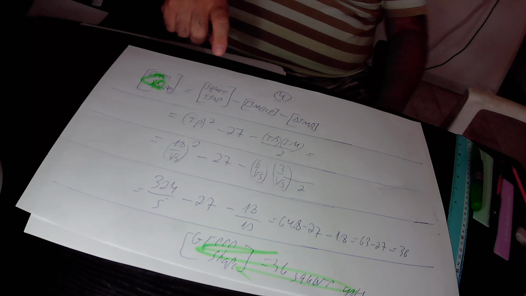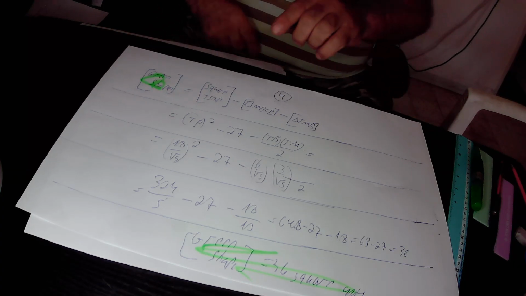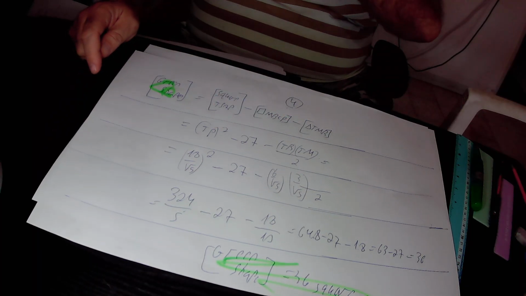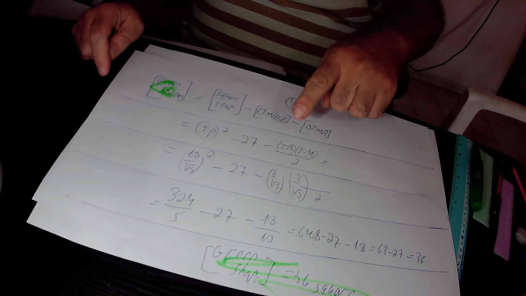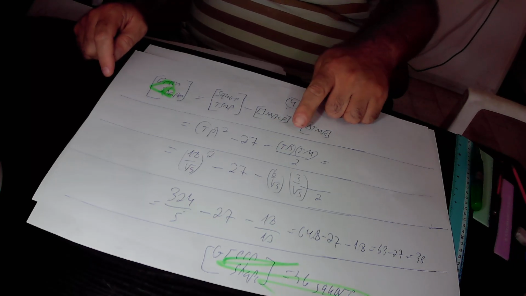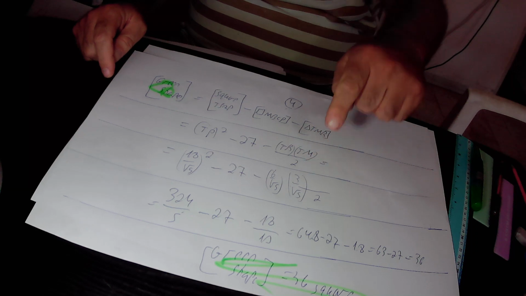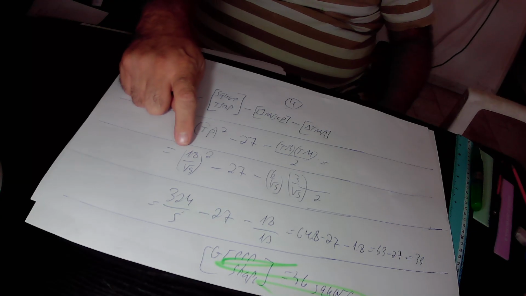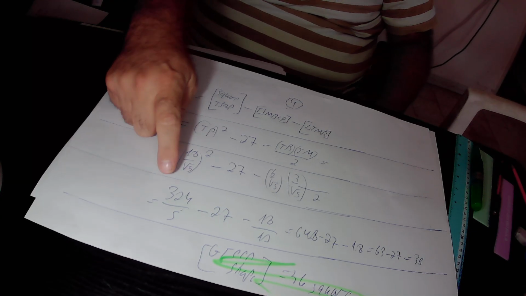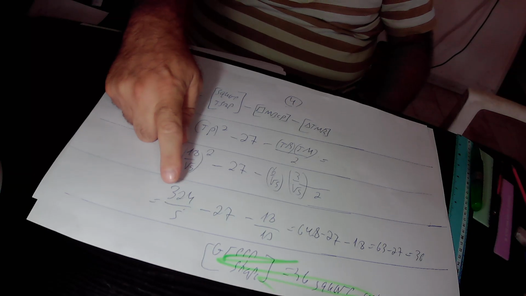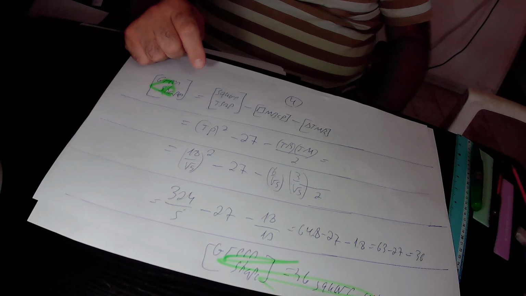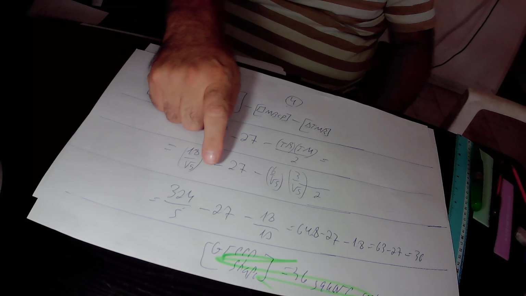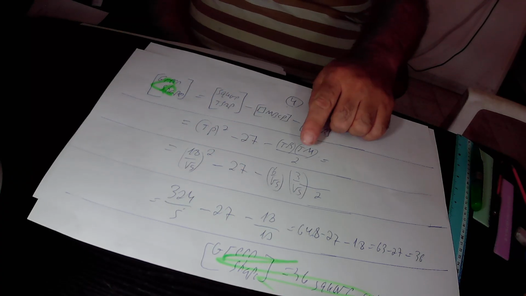So the area of the big square TSQP equals TP squared. TP is 18 over square root of 5, and therefore TP squared is 18 over square root of 5, squared. Minus 27, minus the base TB is 6 over square root of 5, TM is 3 over square root of 5, divided by 2. 18 over square root of 5 squared is equal to 18 squared, which is 324, over square root of 5 squared, which is 5. So in total, the area of the big square TSQP equals 324 over 5 square units in its size. And here we have minus 27.